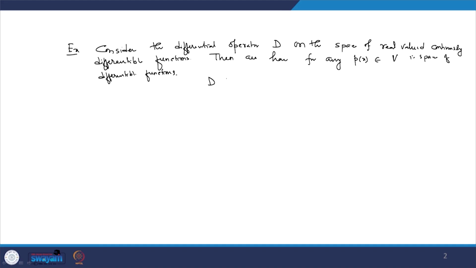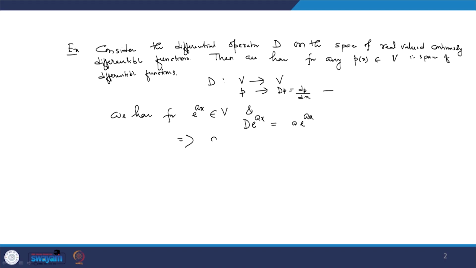So, D is an operator on V, mapping P goes to dP, that is equal to dP by dx. If I consider this differential operator on this space, we have e to the power ax which belongs to V, and D operating on e to the power ax equals a times e to the power ax. So, this implies a is an eigenvalue of D. So, in this case we have the operator has an eigenvalue even though the space has dimension infinity.